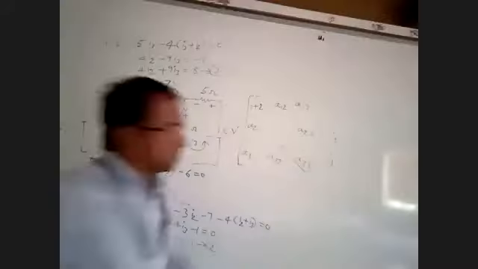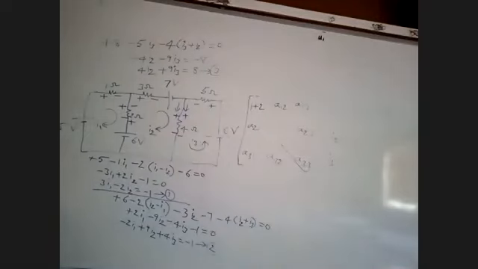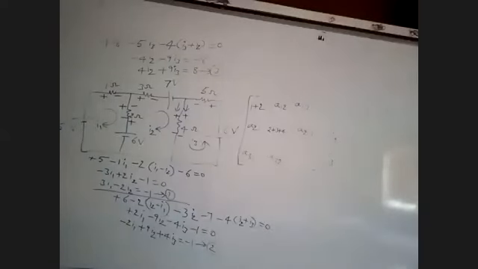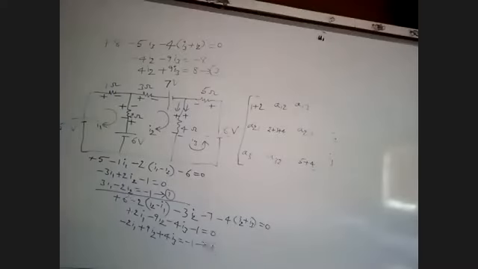Now, what is A22? 2 plus 3 plus 4. What is A33? 5 plus 4 plus 5. Diagonal elements are always positive. There is no plus and minus, only always plus.